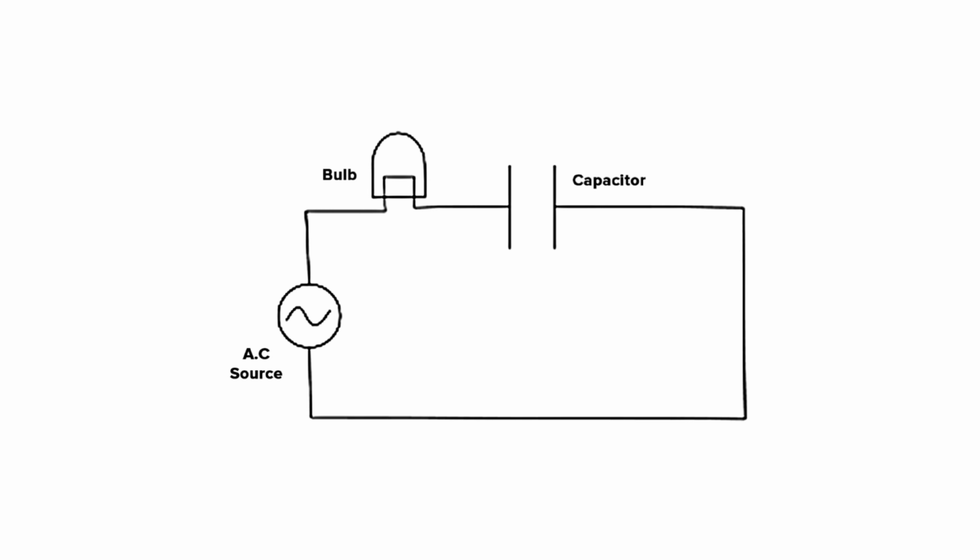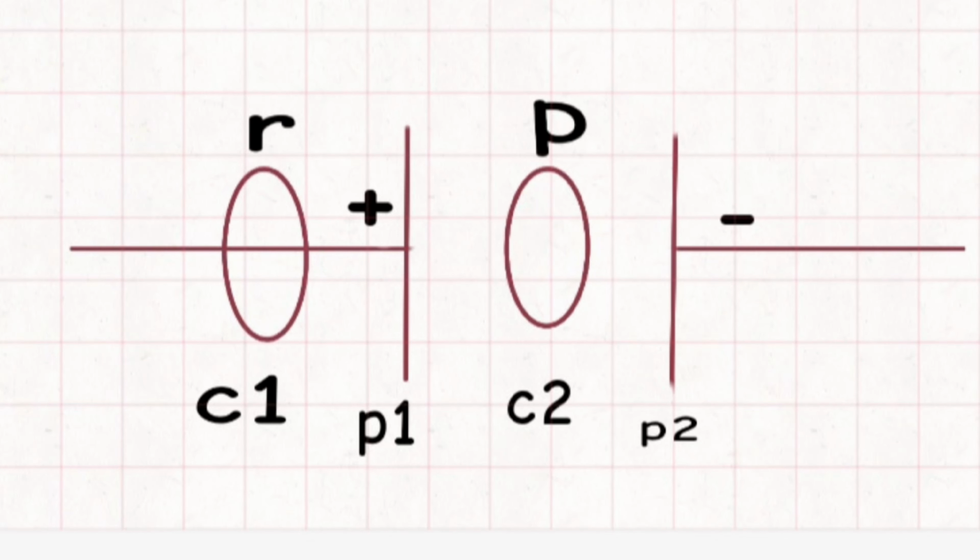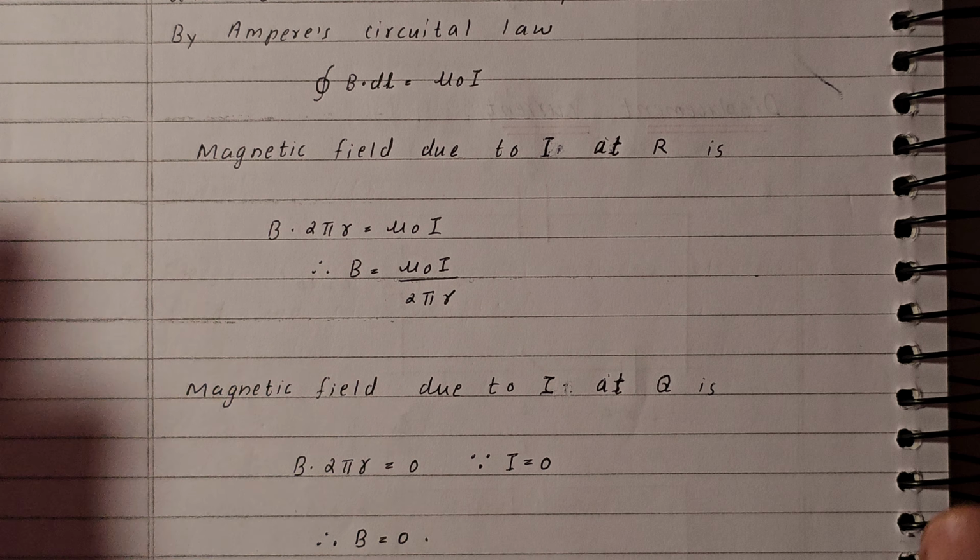Watch the video. A capacitor consists of plates P1 and P2. Consider two circular loops C1 and C2. C1 is outside the capacitor and C2 is inside the capacitor. R and P are points on C1 and C2.